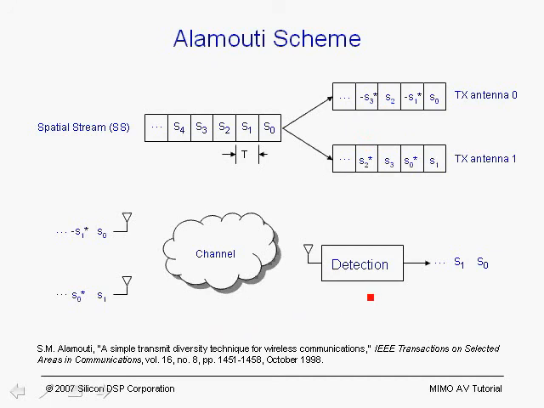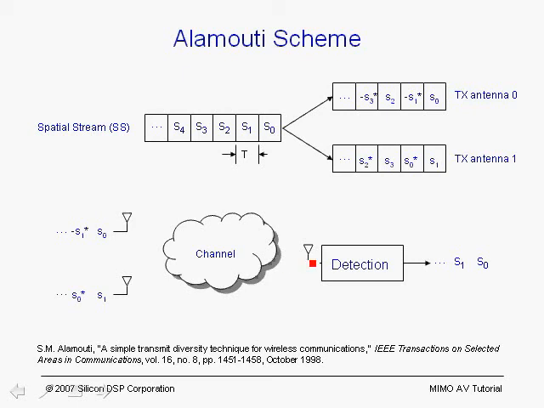Let's take a good look at this diagram. We see that from transmit antenna number 0 and transmit antenna number 1, we have S0 transmitted from transmit antenna 0, and at the same time S1 is transmitted from transmit antenna number 1. Then we transmit minus S1 conjugate from antenna 0, and then S0 conjugate from transmit antenna number 1.